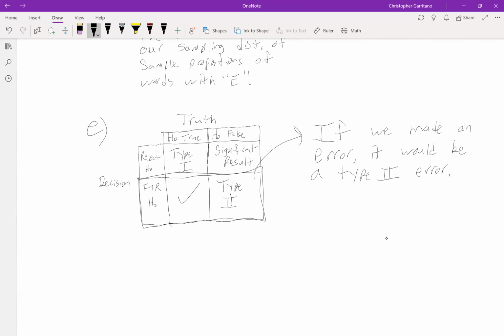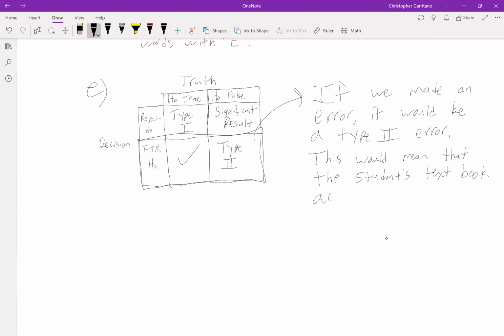Then the question goes on to ask for a possible implication. I don't know if there would be really any serious implications, but the implication would be, so this would mean that our book, or that the student's textbook, actually has a different proportion of E's, or really different proportion of words with E's.